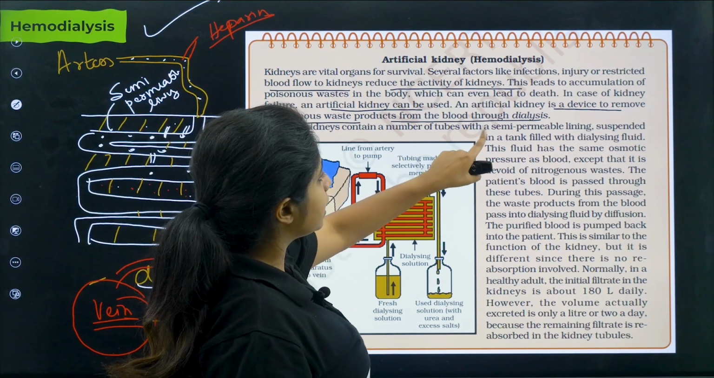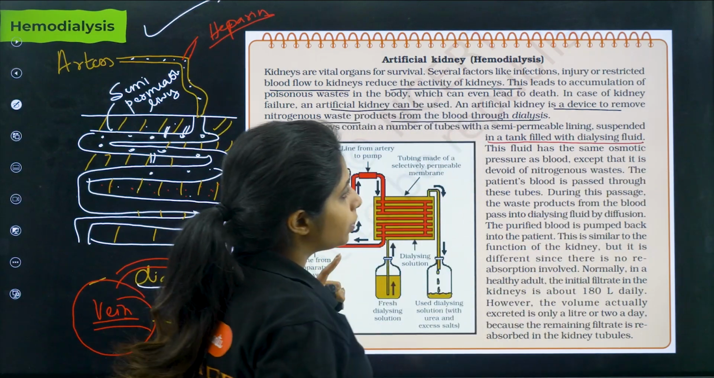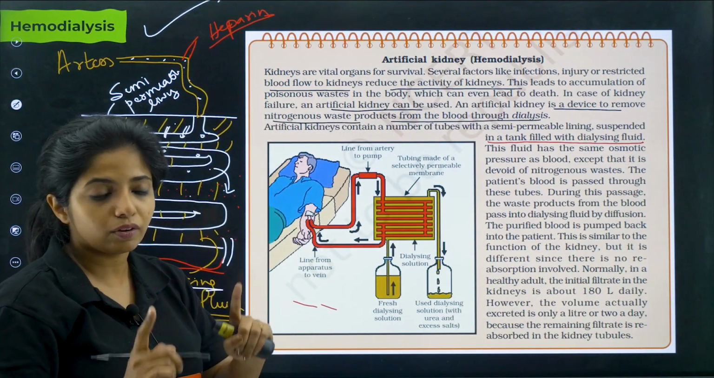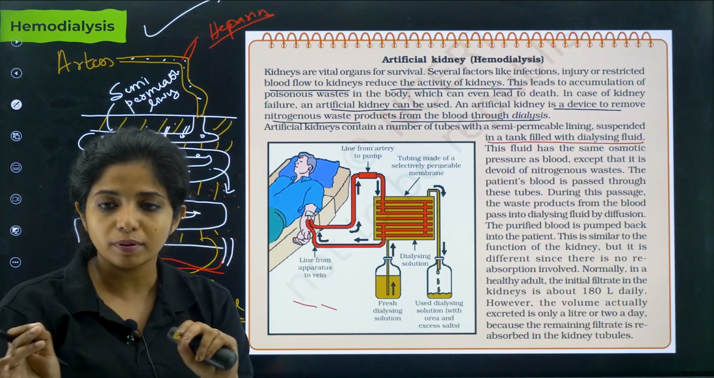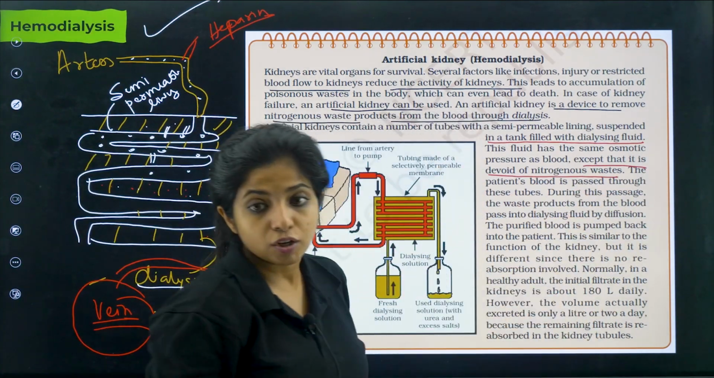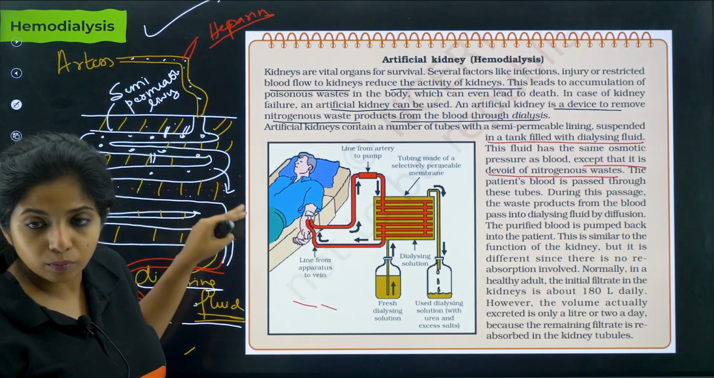The artificial kidney contains a number of tubes with a semi-permeable lining suspended in a tank filled with dialysing fluid. This fluid has the same osmotic pressure as the blood. So just as the blood, it will have the same osmotic pressure. That means all the contents would be the same, except that it is devoid of nitrogenous waste. So it won't have nitrogenous waste, that is urea. Why, children? So that's why it will be moving out, right?